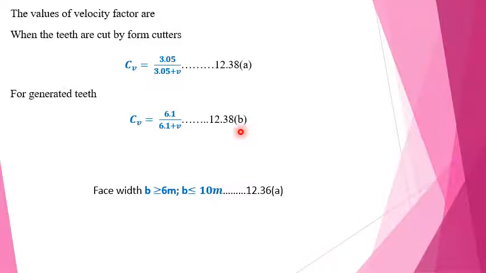Similarly, for face width, in order to determine the value of the face width, we have two equations, one of which is B should be greater than or equal to 6 times the module and B should be less than or equal to 10 times the module, equation number 12.36a. And we have one more equation, equation number 12.36b, according to which B should be less than or equal to L divided by 3, where L is the cone distance. So these are the equations for the face width.